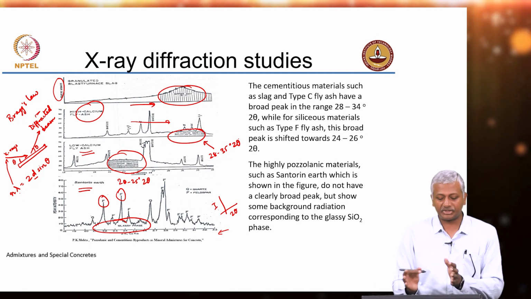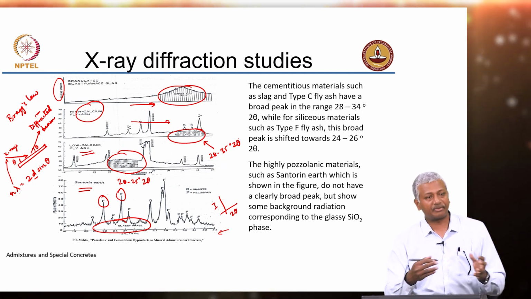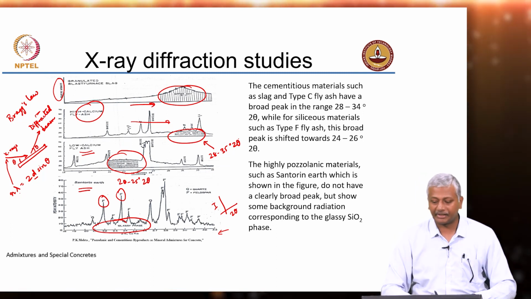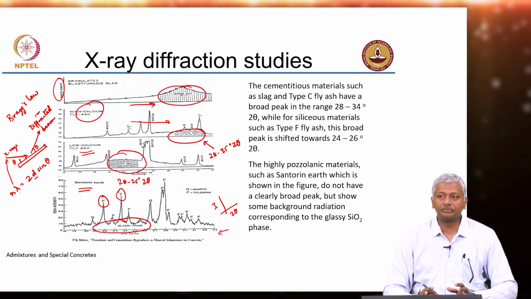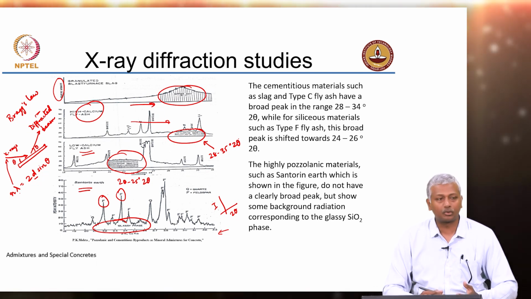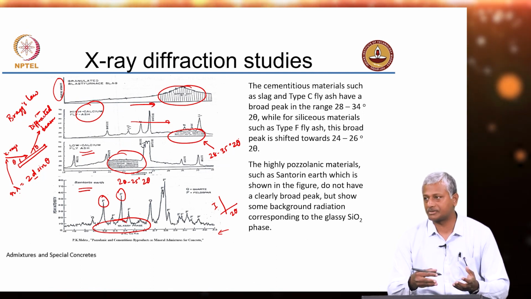That is the shift in the X-ray diffraction pattern of the amorphous band that you will see if you have a low calcium system or a high calcium system, okay. So, what you essentially need to look for is that you have a majority of amorphous phase present in your system.